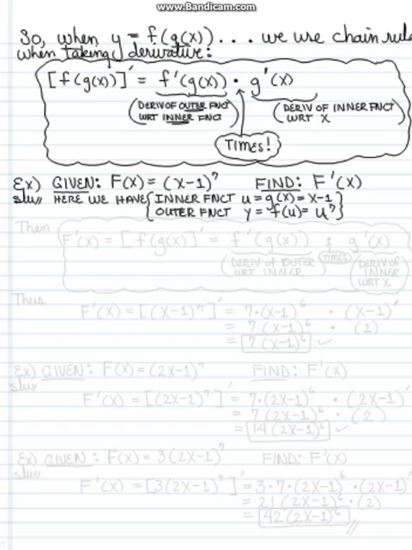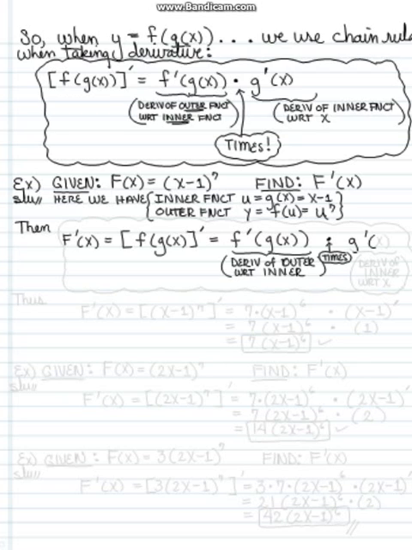Let's continue. Let's restate this chain rule. Then capital F prime of x will be equal to [little f of g of x] prime, which equals f prime of g of x, which is the derivative of the outer with respect to the inner, times g prime of x, the derivative of the inner with respect to x. Okay, derivative of outer with respect to inner times derivative of inner with respect to x.